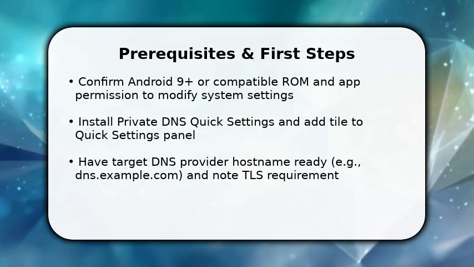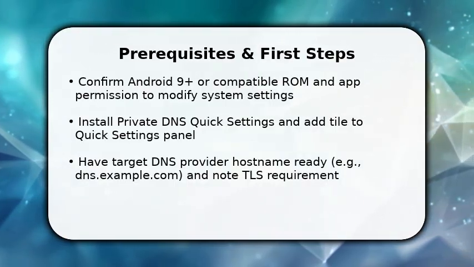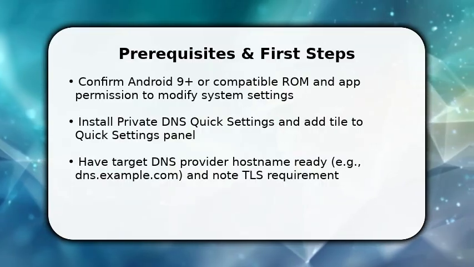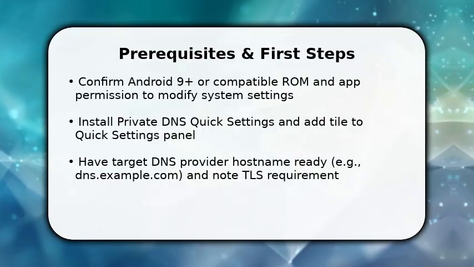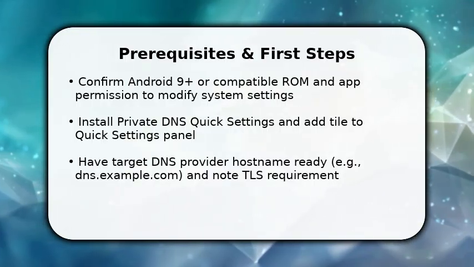You'll start by confirming prerequisites, Android 9 or newer, and the app's permission to change system settings. Once done, open the Quick Settings editor and add the Private DNS Quick Settings tile so you can toggle quickly.